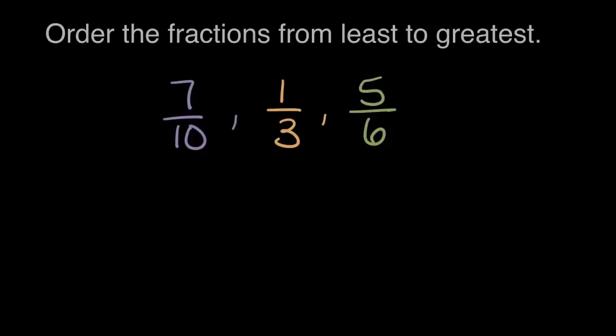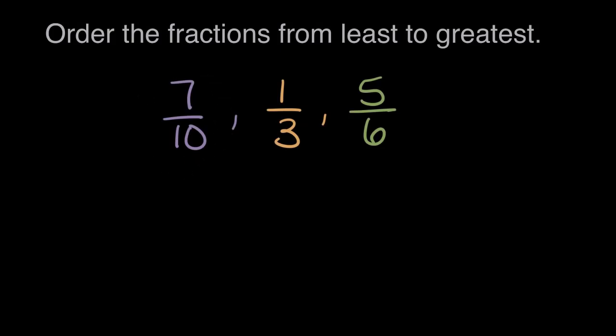Order the fractions from least to greatest. So we have 3 fractions, and we want to decide which one is the smallest, which one's in the middle, and which is the greatest. So one thing we could do is look at the fractions, think about what they mean, and then estimate.